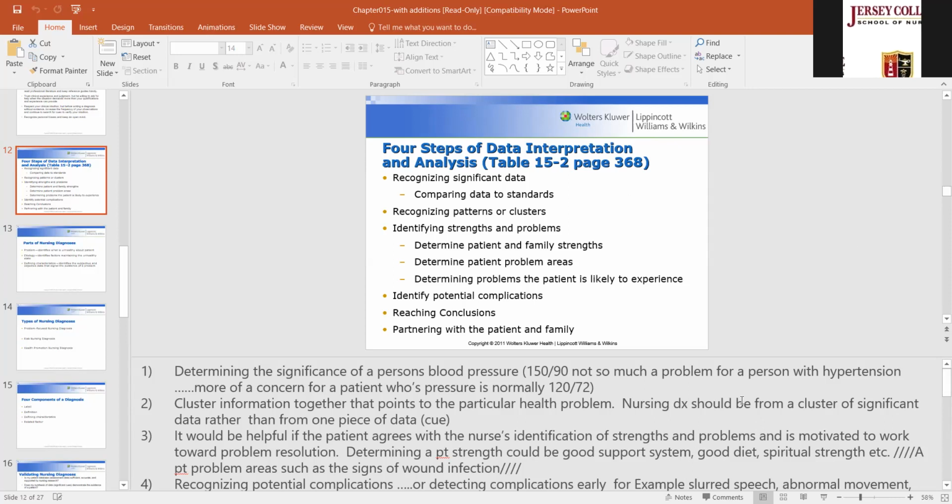Also, cluster information together, okay? Usually when we pick a nursing diagnosis, we do it because we have several factors that are pointing to that, not just one piece of data. Also, if the patient agrees with the nurse's identification of strengths and problems, then it will be easier to get them to work towards those goals and towards correcting that problem.